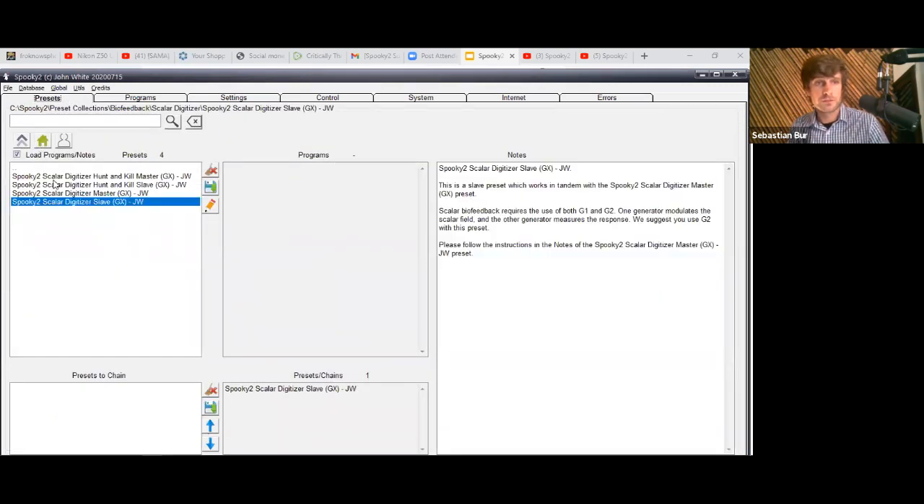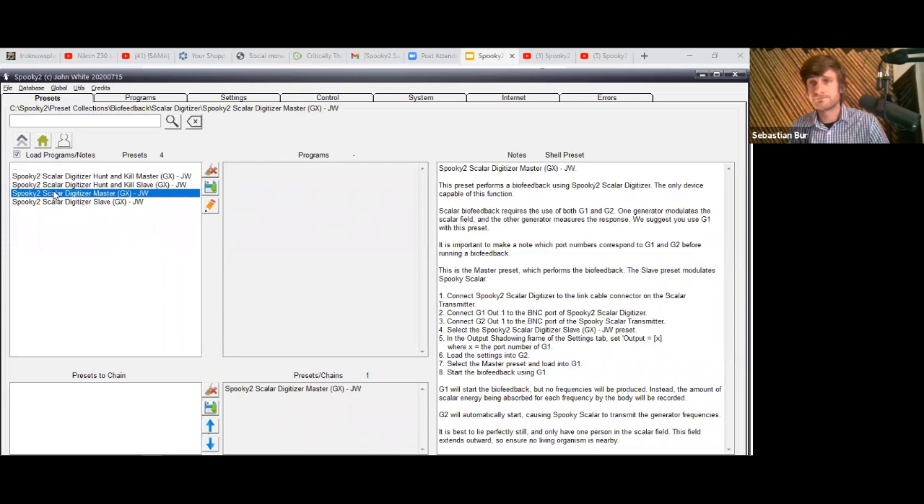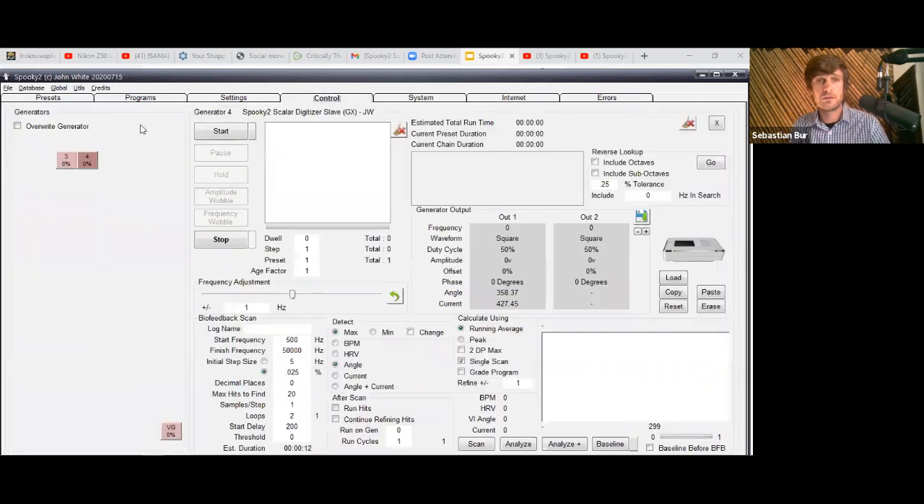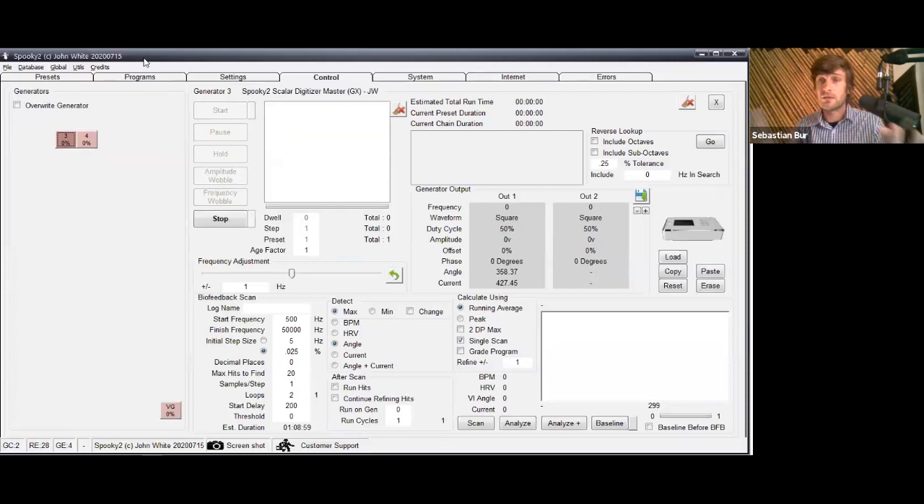I hope that's clear so far. And then we just click on the master. Now we obviously have to tell the other generator that it's the master. So this one should be set to digitizer master, as you can see here. Just double check: here I got the slave, that's good, and here I got the master. So this is basically done.